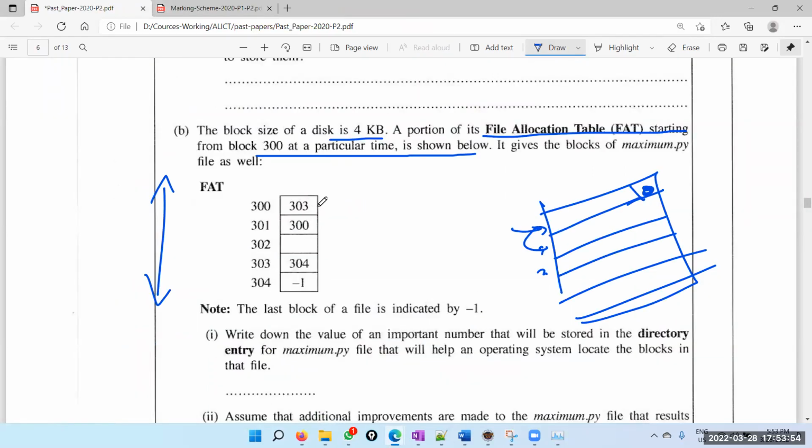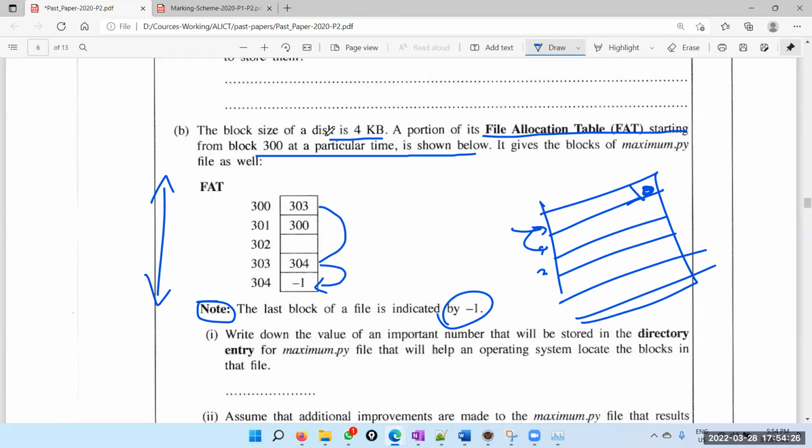After 300, it says 303. And in 303, it says go for 304. Right? And 304 says -1, and they have given a note saying the last block of the file is indicated by -1, because different file allocation systems might use different concepts. But the concept is that the examiner has explained to you that if it is -1, that means the file is now over. Okay.